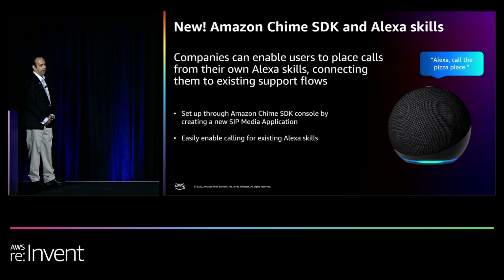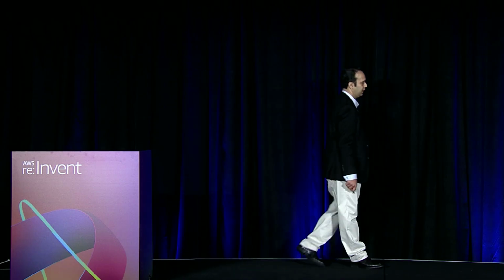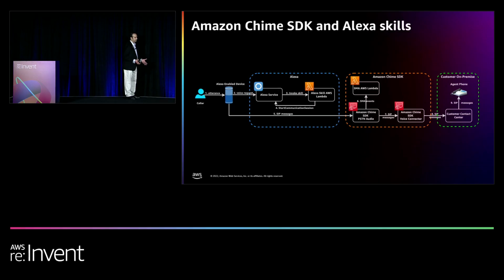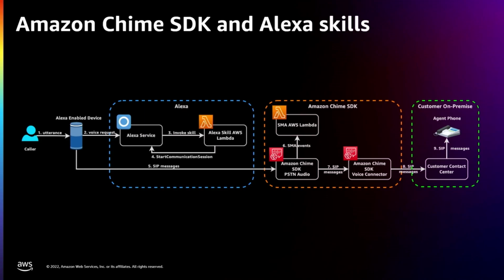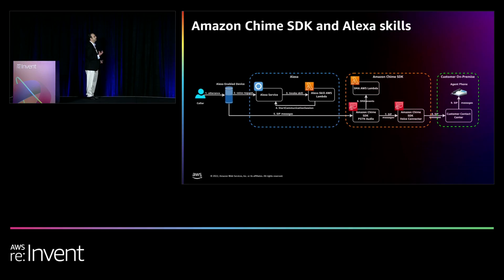So again, in terms of how it works, it's a pretty straightforward implementation. The skill implementation is still the same Lambda-based invocation that you have today for skills. We just basically added a new API within a skill to say start communication session. You can provide in that start communication session function a blob that provides context about why that customer is calling into that contact center. And that context part is pretty important for our customers.